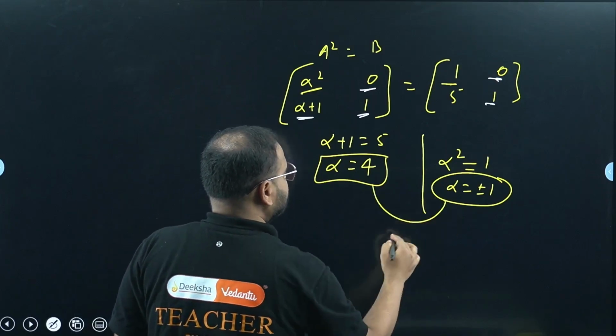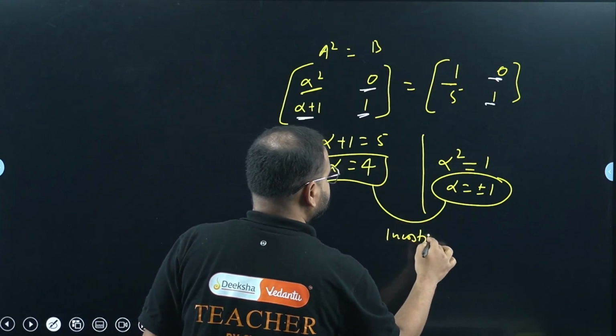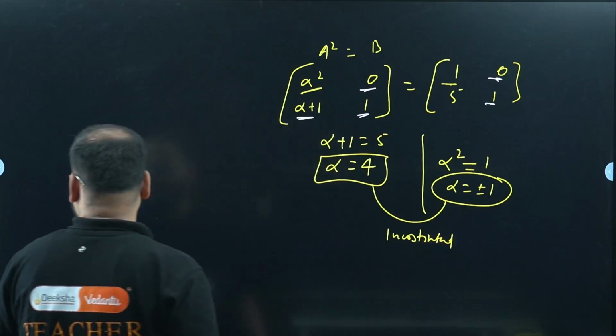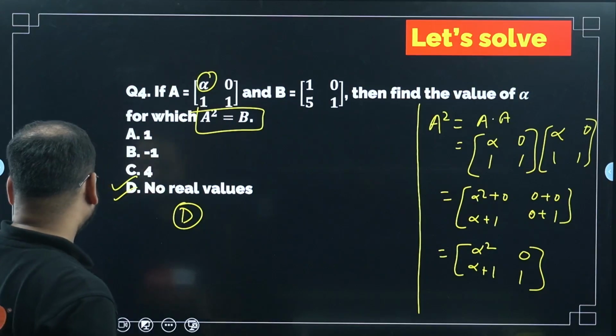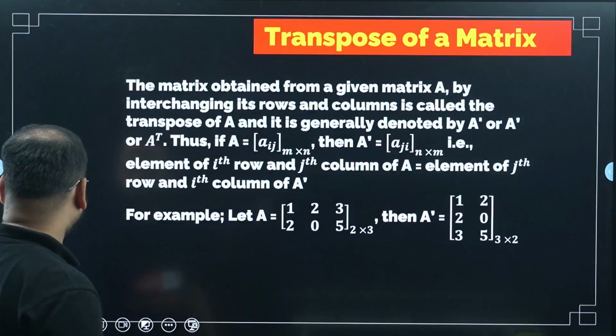So as you can see, these are inconsistent. Inconsistent means what? No real values. Okay, moving on. I hope this is clear.